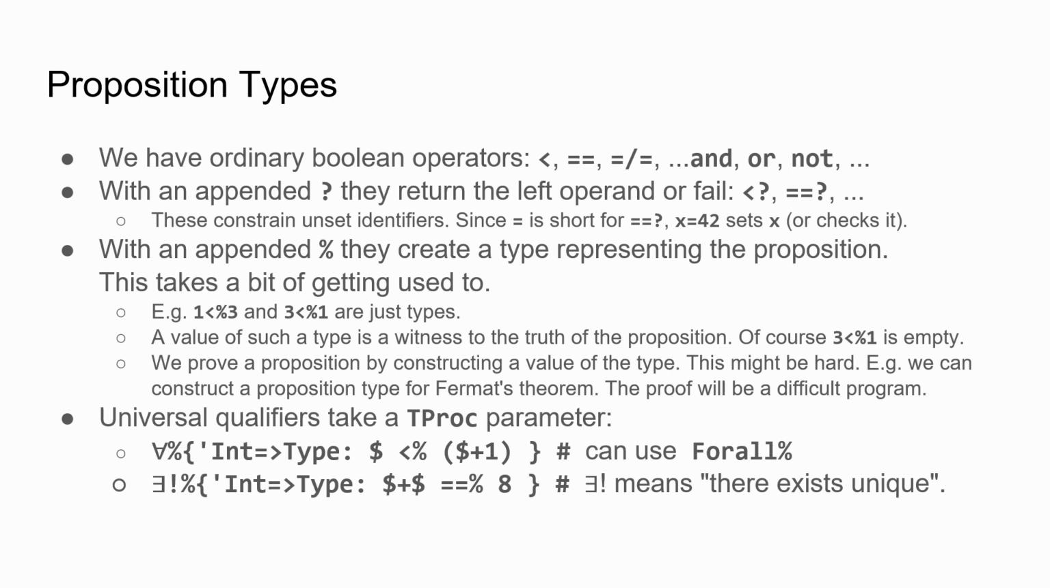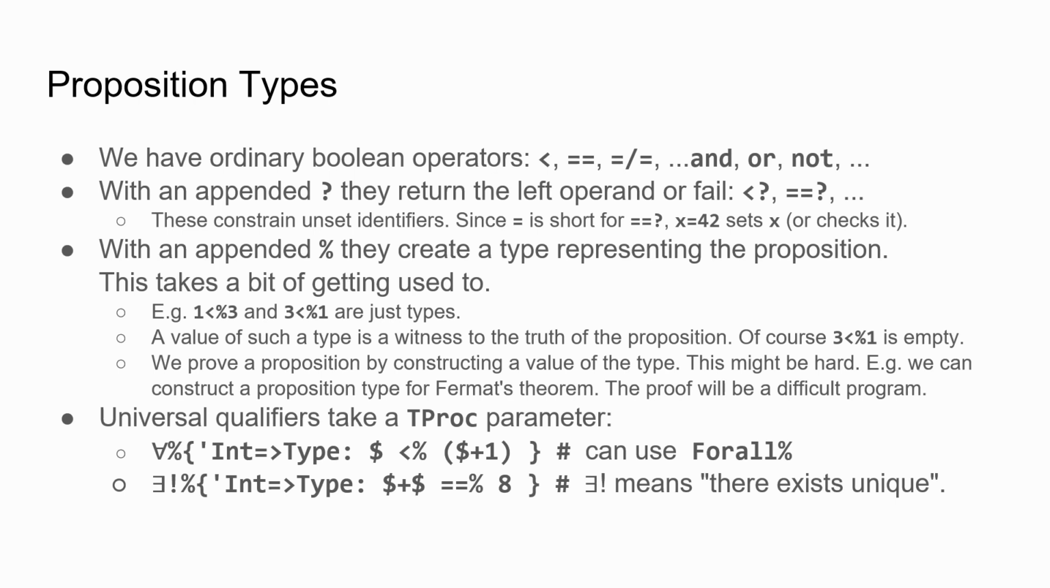With an appended percentage, they create a type representing the proposition. This takes quite a bit of getting used to, but 1 less than %3 and 3 less than %1, they're just types. There's no question of them failing or anything. They always create a type. It's the value of this type that is a witness to the truth of the proposition. So, of course, 3 less %1 is empty.